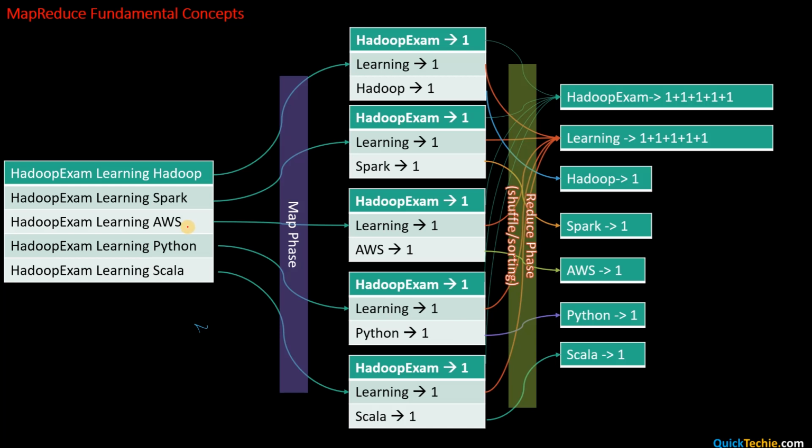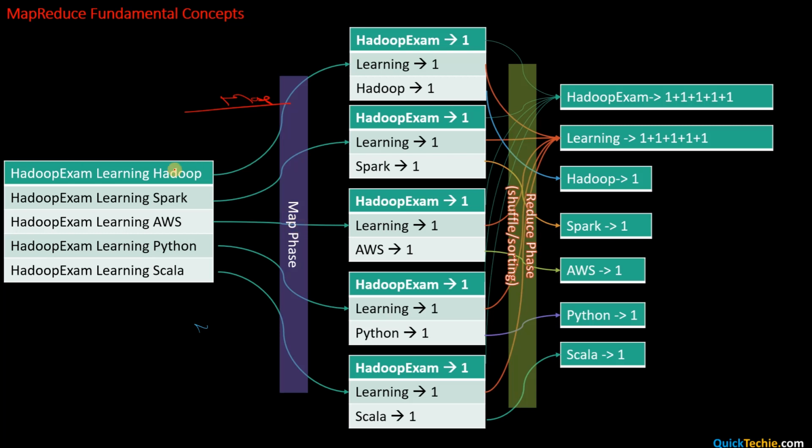Now let's assume you have a 1 terabyte file with millions of records. How would you do this word count using the MapReduce algorithm? First we have to do mapping. That is the first phase of your MapReduce algorithm, called the map phase, as you can see here.